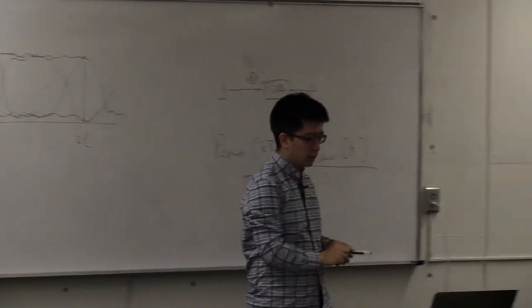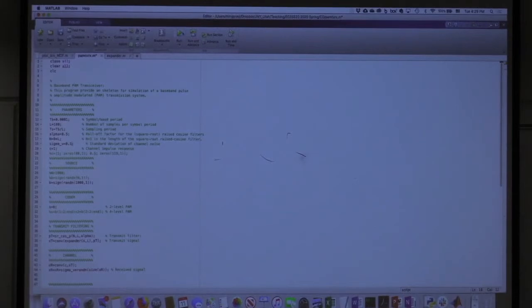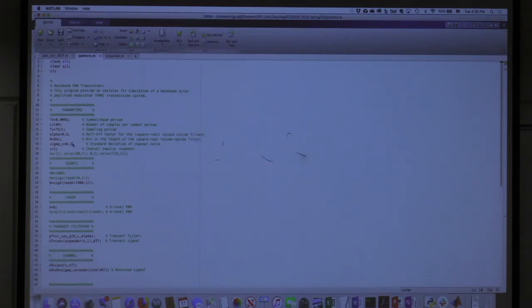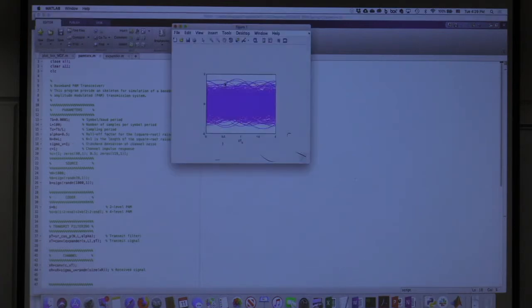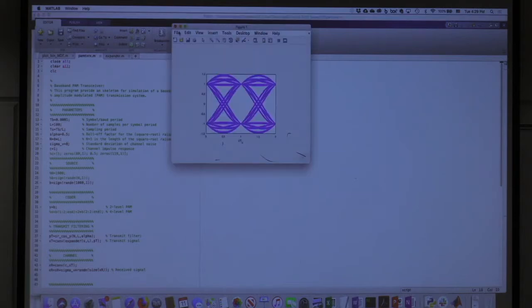Let's see what happens if we add some noise here. Let's say the noise power is, for example, 0.1 instead of 0. You can see that the eye is less open. If we put the noise power very big, the eye would be closed. In practice, it can be completely closed, which means we may not be able to detect anything. So we want the eye to be as open as possible. Let's put a zero here. It's nice.